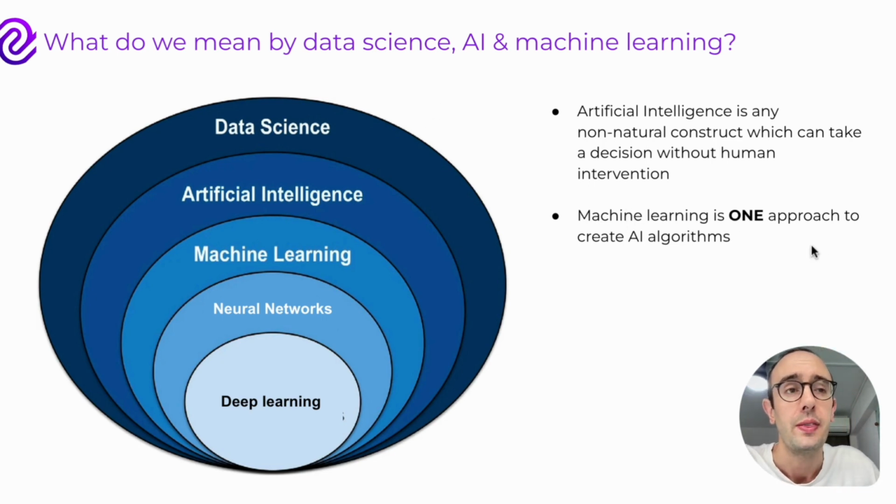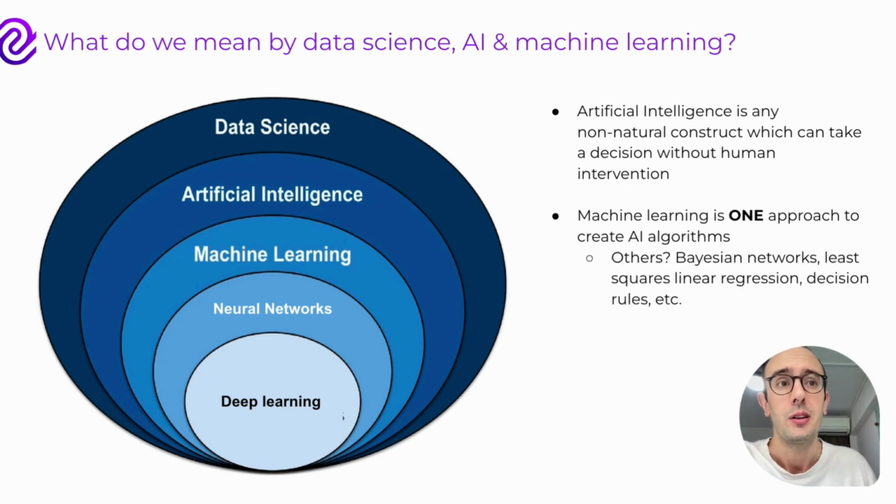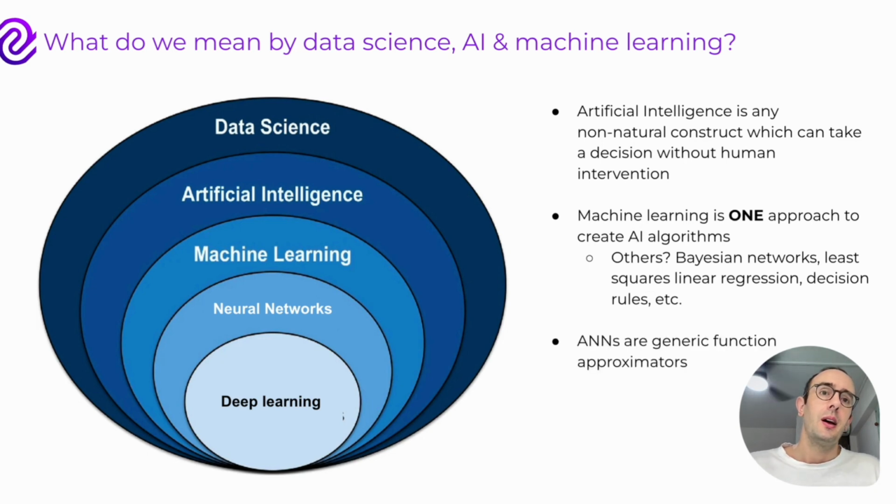A common misconception is that machine learning and AI are the same thing, but actually machine learning is one approach to creating these AI algorithms. So this is function approximation, and machine learning is one approach to creating that function approximation, but there are other alternatives for creating these functions, things like Bayesian networks. Other methods can be used, but machine learning is probably the most popular one that people are aware of. Artificial neural networks are generic function approximators. So this is some way of estimating that function, and is one technology that can be used to do that.